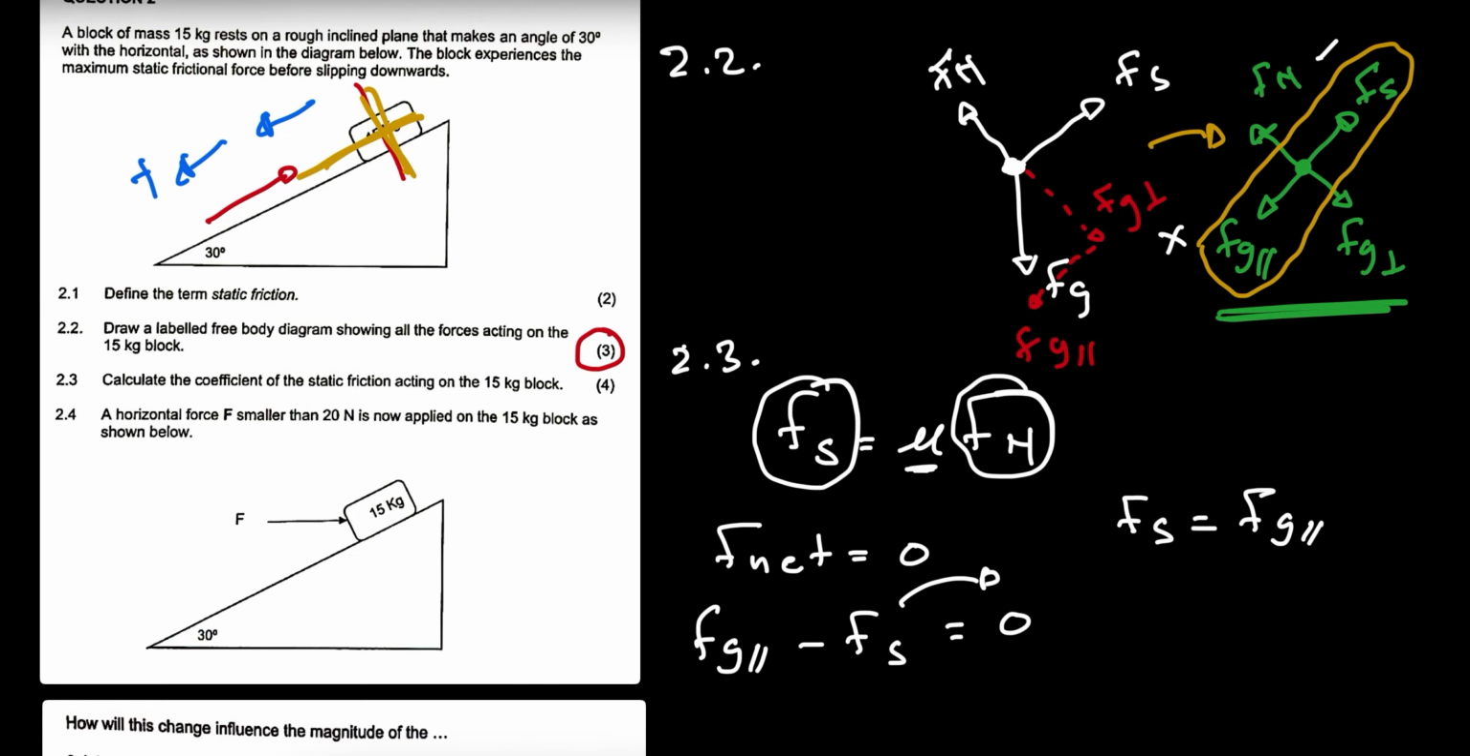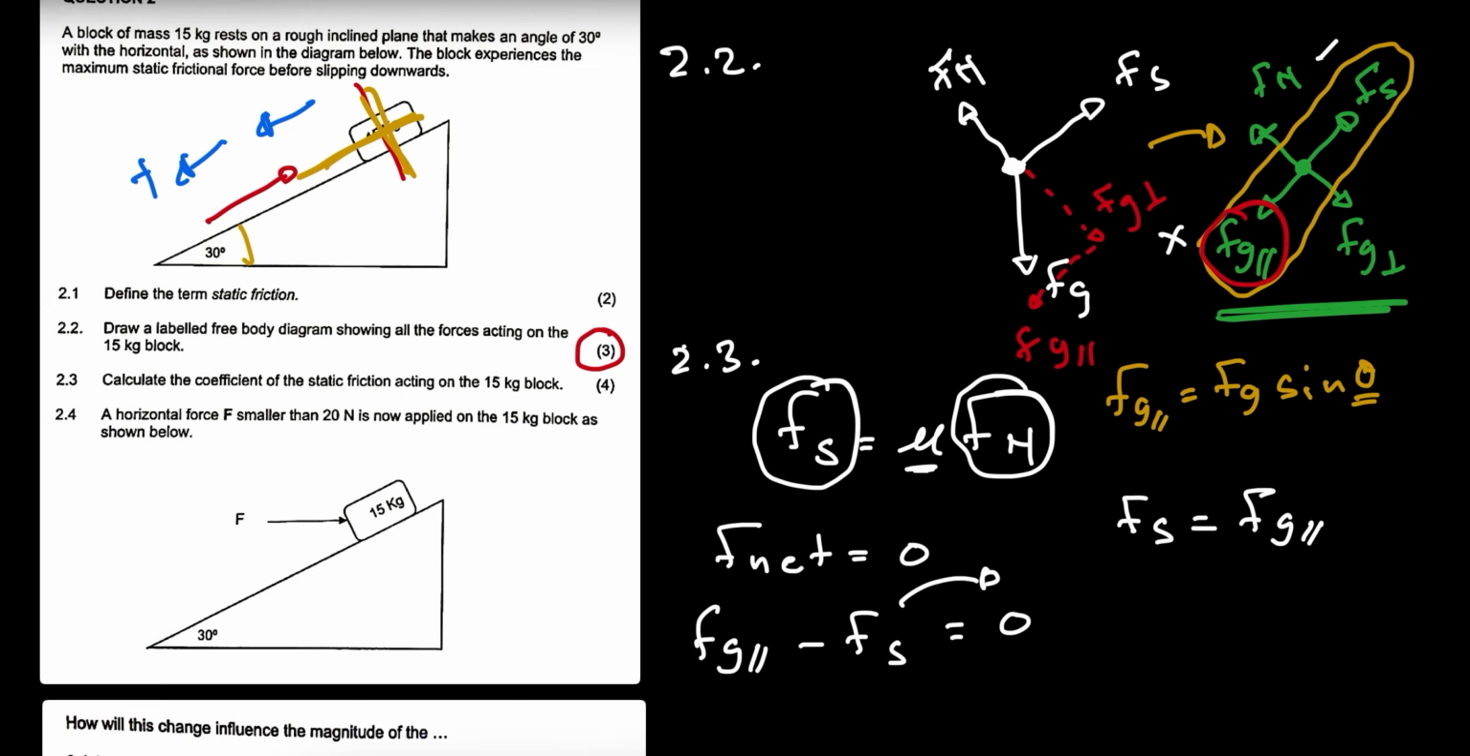So what is the parallel component of the gravitational force? Every time you have the parallel, you should use the following: FG parallel is equal to FG multiplied by what? Multiplied by the cos, no, not the cos. If it is parallel, you use the sine of theta, for the reason that you are going to use the angle of inclination to the surface.